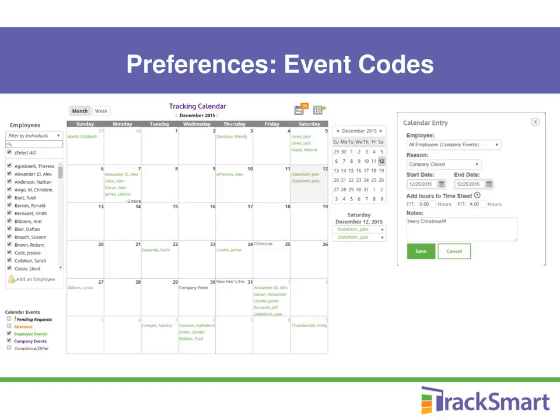An example on the calendar, if you take a look on December 30th, there is a company event there. It's highlighted as purple. That is the color code for an event. On the right-hand side, you'll see that as an admin, I can go ahead and enter a company event by selecting all employees, company event. The reason: the company is being closed today. And of course, when I enter the date, I also have the option to add hours to timesheets.